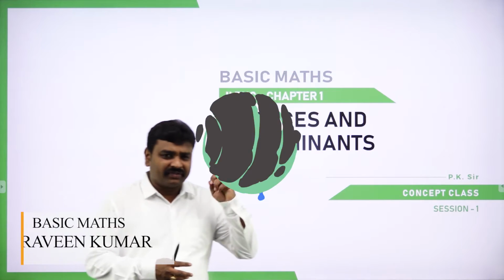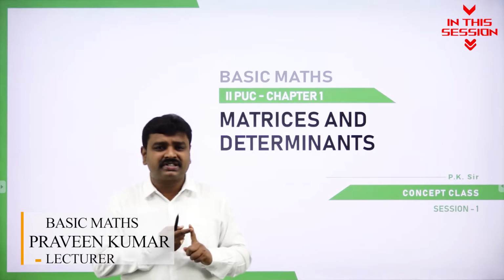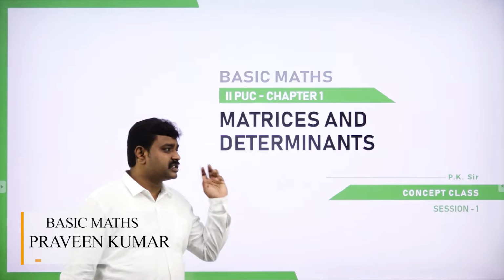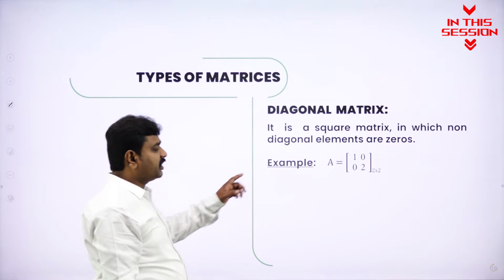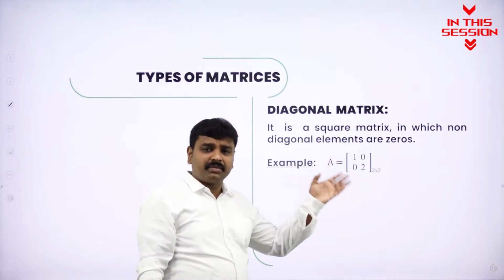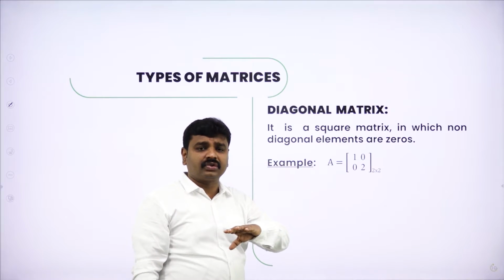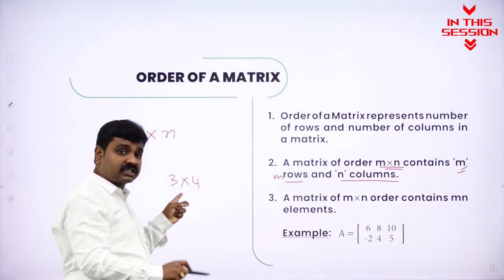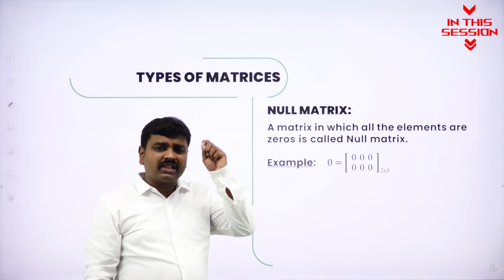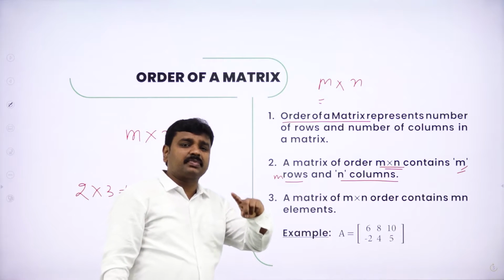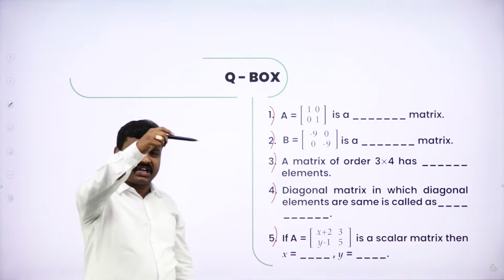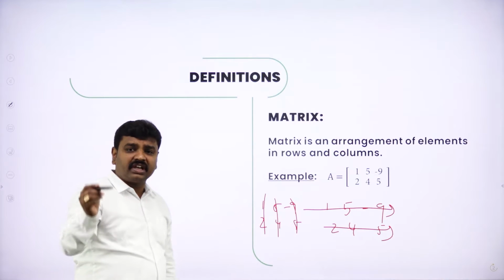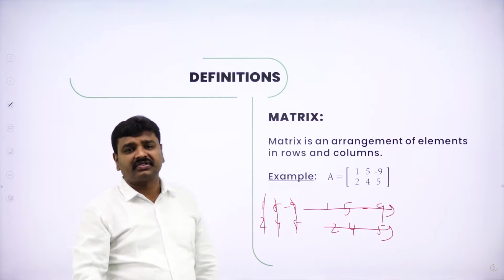Today we are discussing one of the important chapters, easy to understand, easy to learn, and also it is having a lot of applications in commerce. What is a diagonal matrix? A matrix in which elements other than diagonal are zeros. So always we write number of rows first, then number of columns next. Null matrix means a matrix in which all the elements are zeros. Order of a matrix represents number of rows and number of columns. Scalar matrix is a diagonal matrix in which diagonal elements are same. So arrangement of elements in rows and columns is matrix.